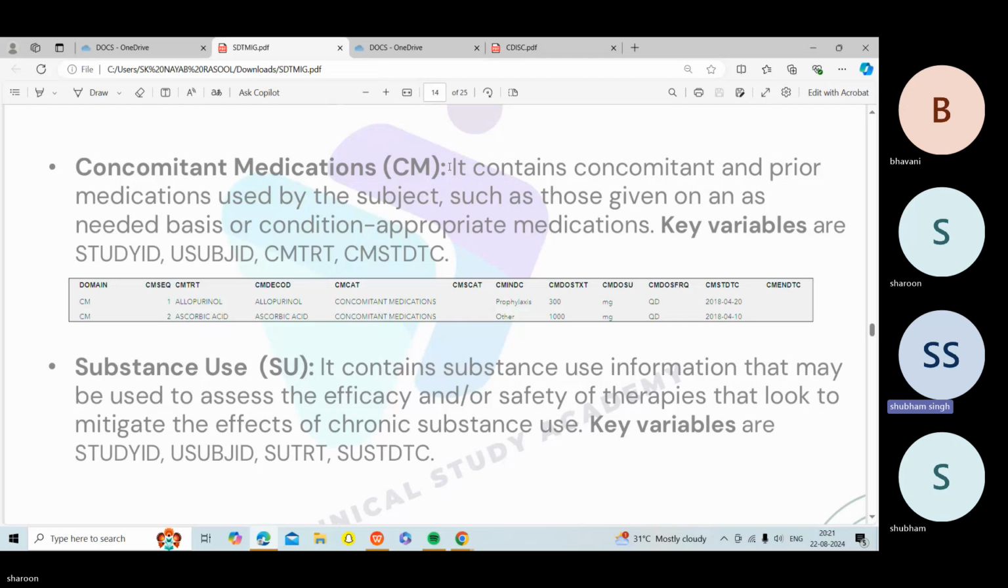So any other drug apart from the study drug, any other drug they are taking due to a sudden event, they are feeling chest pain, head pain, or an existing drug they were taking since long, like diabetic or any other drug, those data will be collected in the concomitant medication data set.